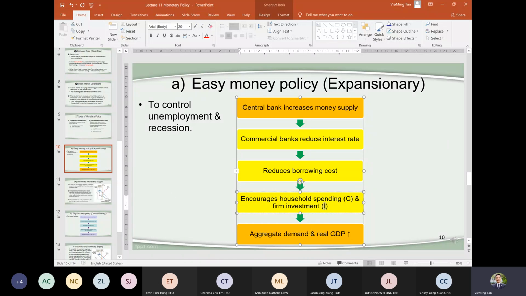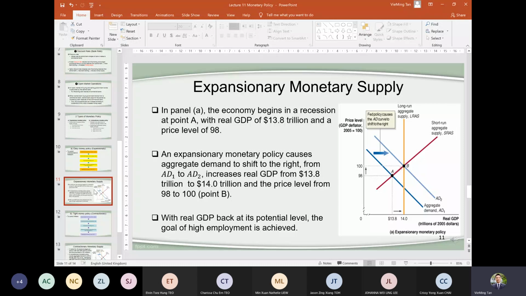So let us see the diagram. Assume that now the original aggregate demand and aggregate supply are these lines. Aggregate demand is AD1, this line. Aggregate supply in the short run is this red line, upward sloping. And the macroeconomic equilibrium point is at point A now, with the price level of 96, and the real GDP level at $13.8 trillion.